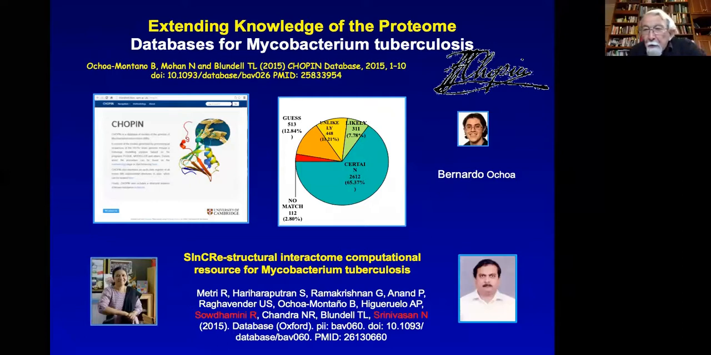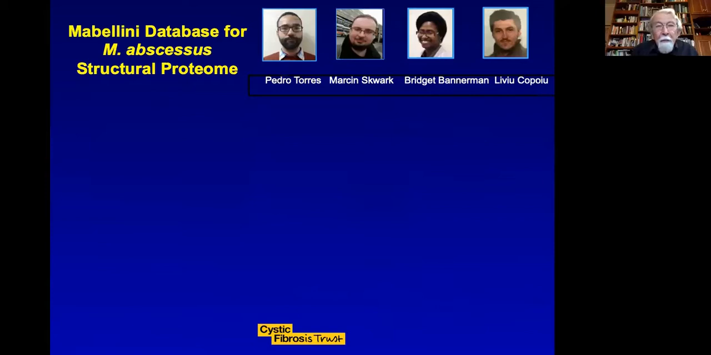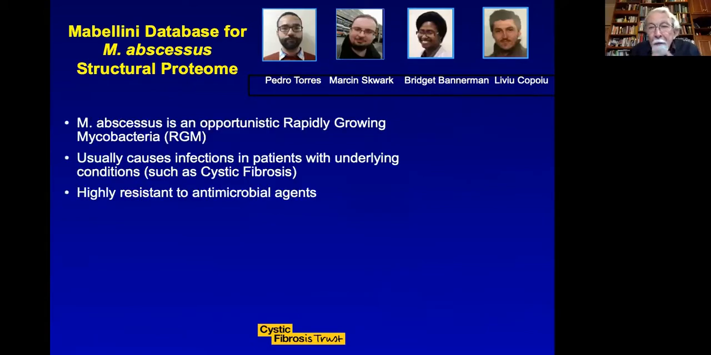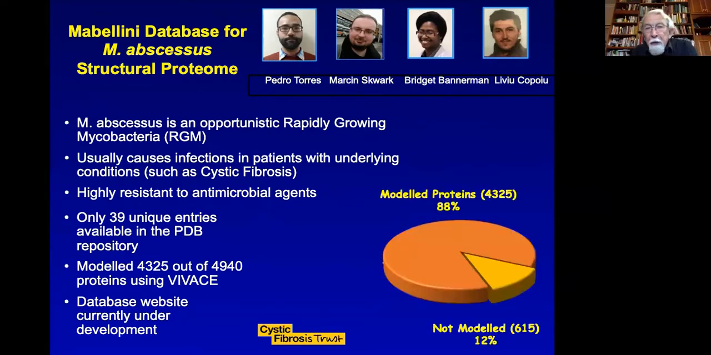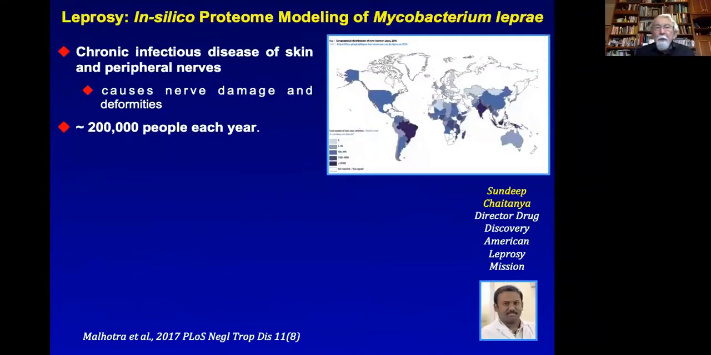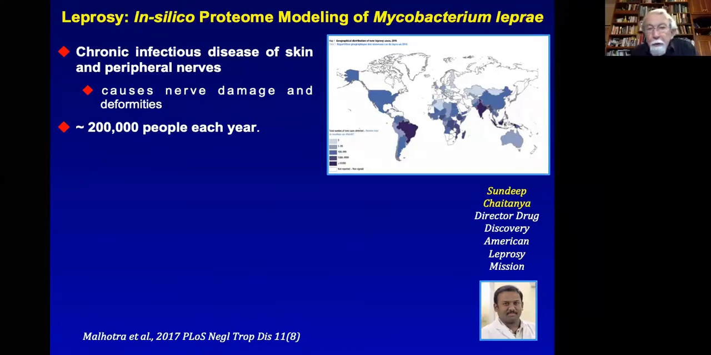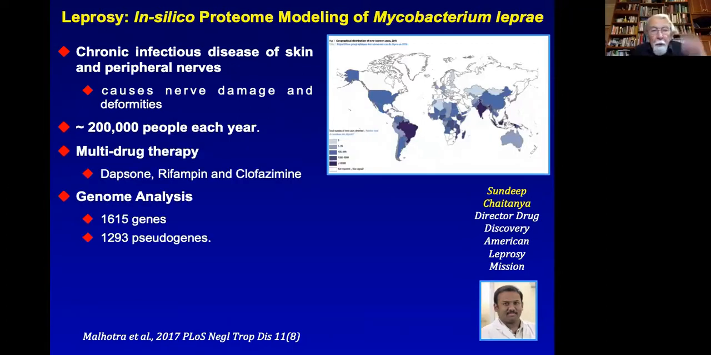So we continue to collaborate with our Indian colleagues, and we developed other databases. This one was Mabellini for M. abscessus. This is a related mycobacterium which infects cystic fibrosis patients. And we did the same thing for this. And then the most recent thing that we've done is with leprosy. Leprosy is 90% similar to tuberculosis genome. And of course, as you know, it's a disease that is quite prevalent in India, in parts of Africa, and in Brazil, in South America. And 200,000 people a year getting this disease fatally, and we decided to do genome analysis.